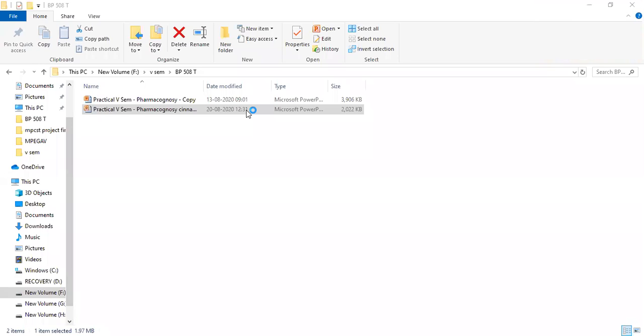Today the topic is Pharmacognosy Cytochemistry 2 Practical. We are going to study the morphology, microscopy, powder characteristics, powder microscopy, and extraction of cinnamon bark. So the objective for today's practical is to perform the morphology, microscopy, powder characteristics, extraction, and detection of cinnamon bark.